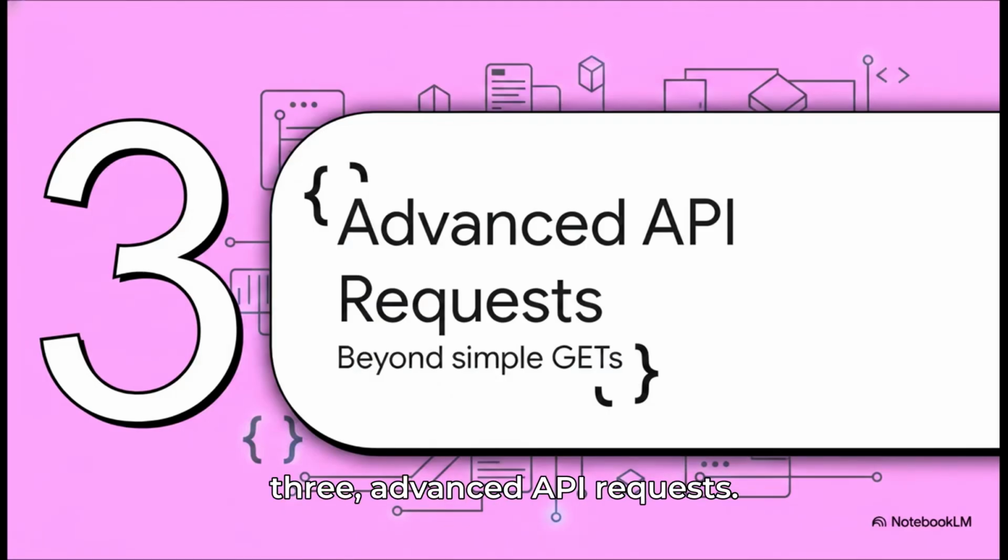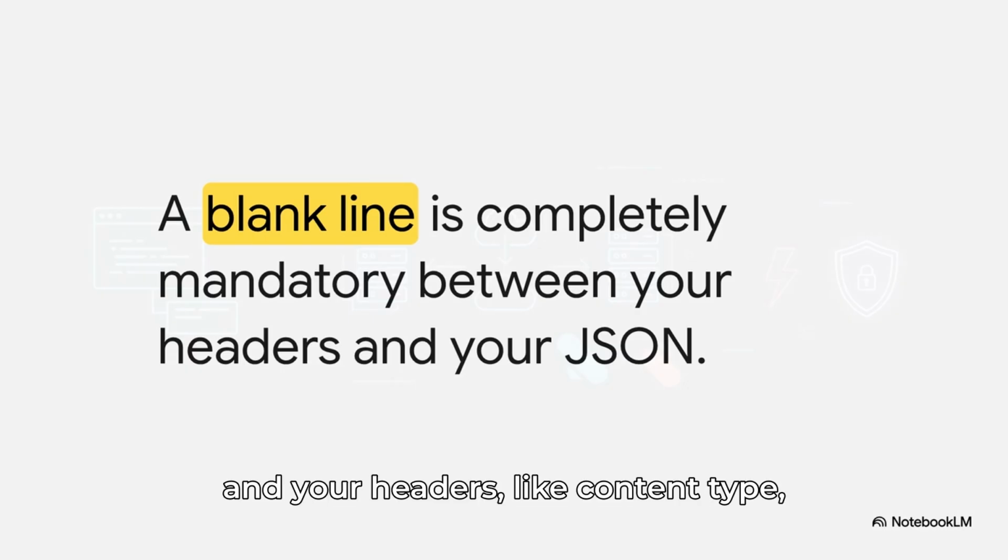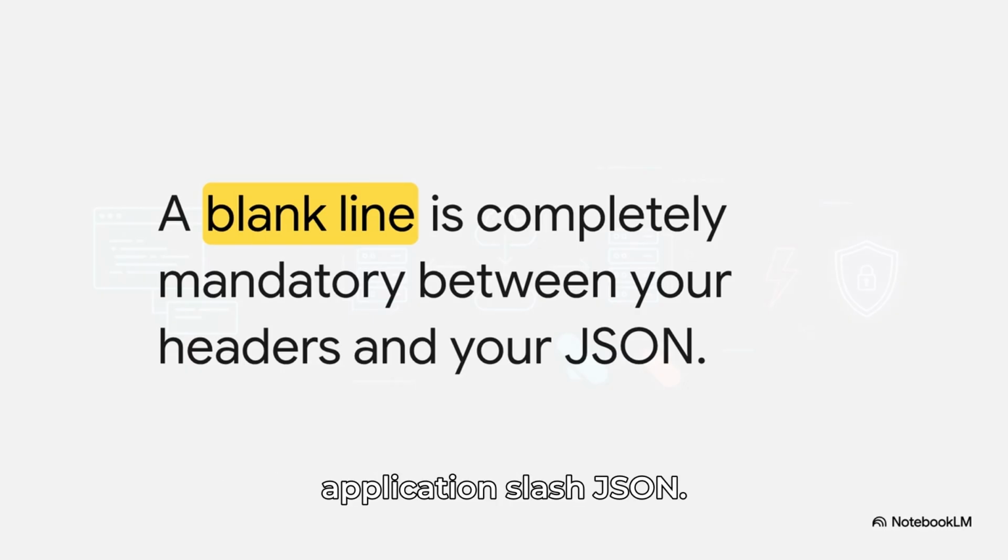All right, Section 3. Advanced API requests. Let's go beyond simple GETs. So, what happens when you need to send data? You simply type out the POST method, the URL, and your headers, like Content-Type: application/json.